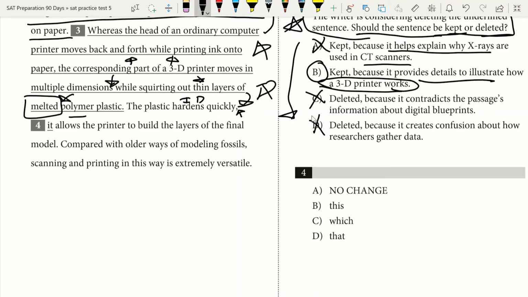Now, I see that I have it here. If I have it, then this is going to be an independent clause, but I don't have a fanboy, so that can't be correct. If I say this, once again, that's an independent clause with no fanboy. I can't do that. Same thing with that. If I do a comma though and I say which, then that's a dependent clause. So that's going to be my correct answer there. So 4, answer there is going to be C.